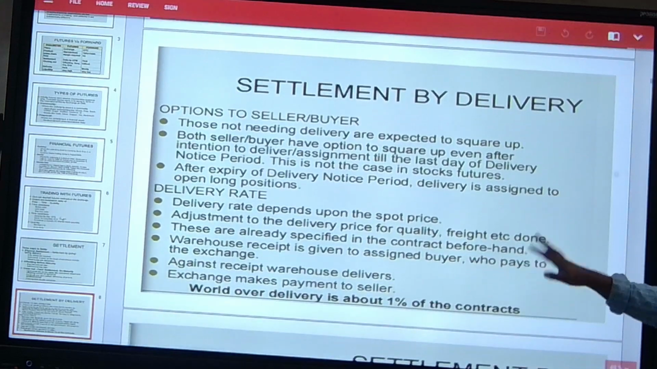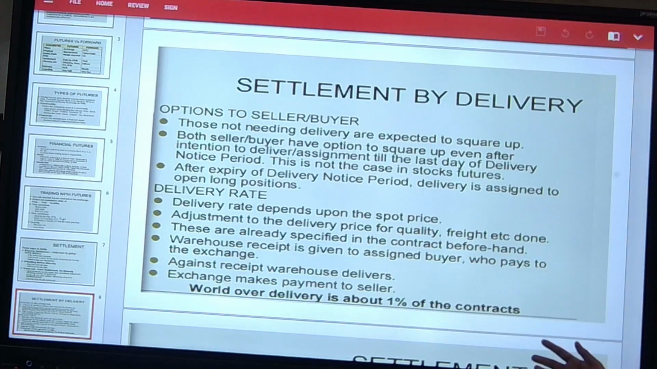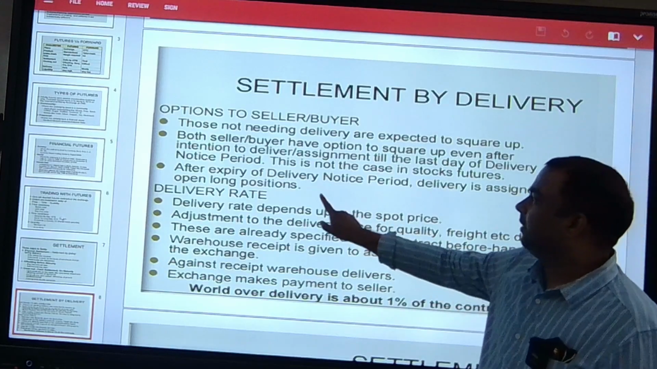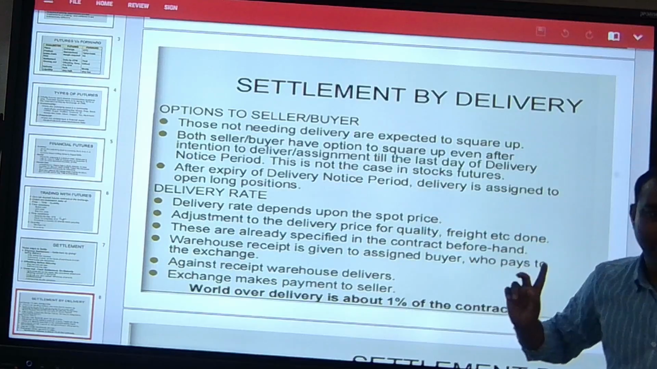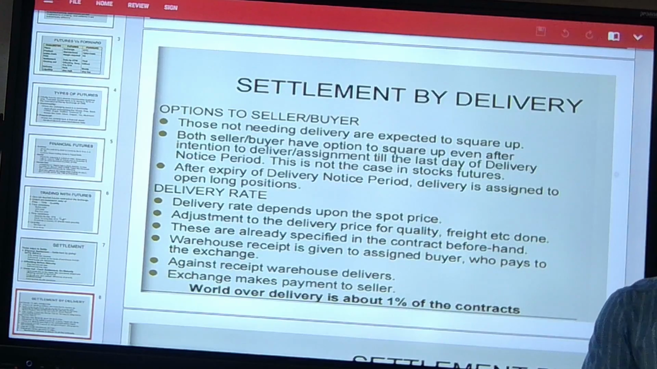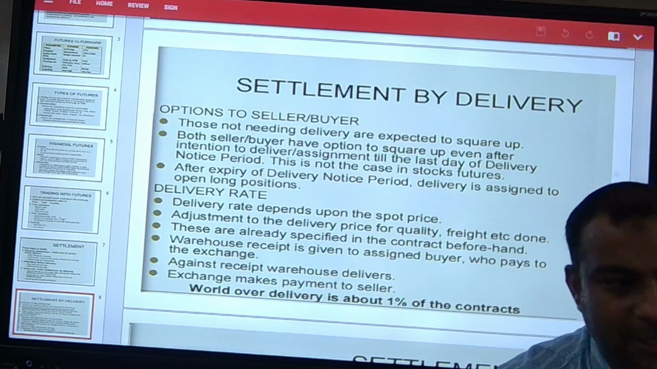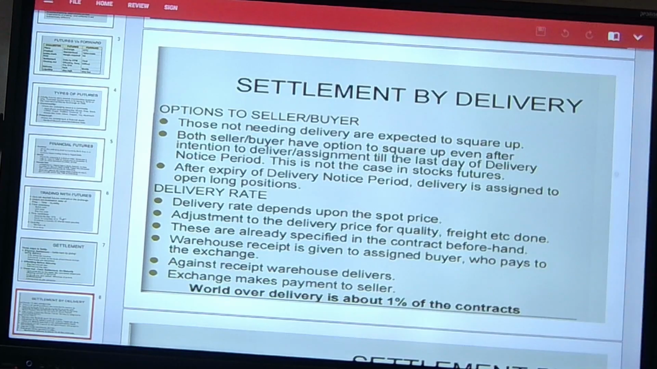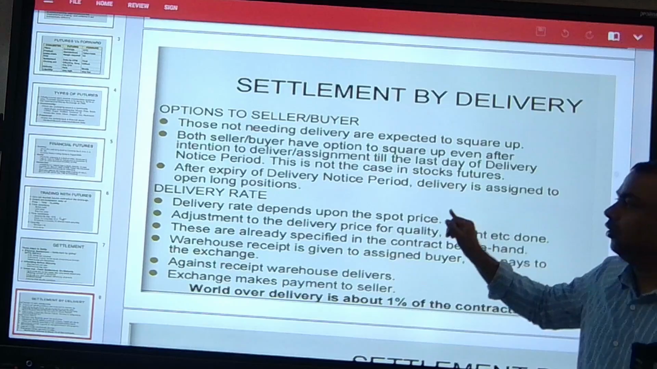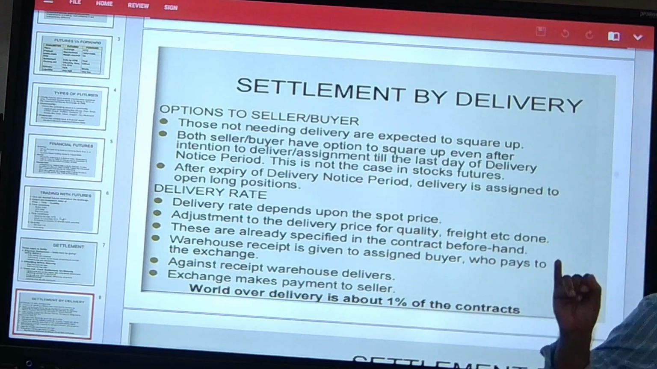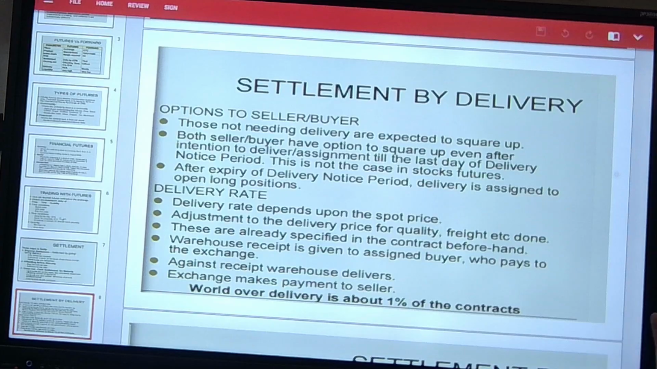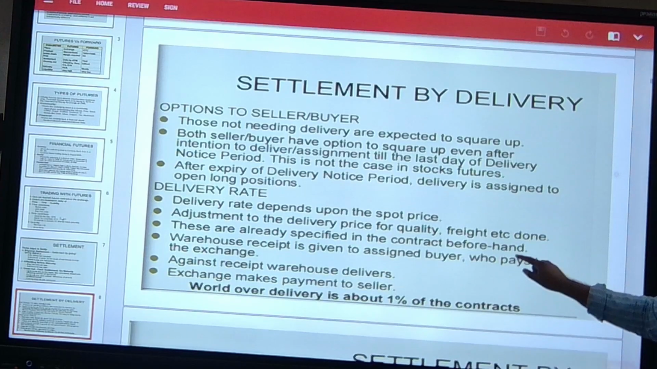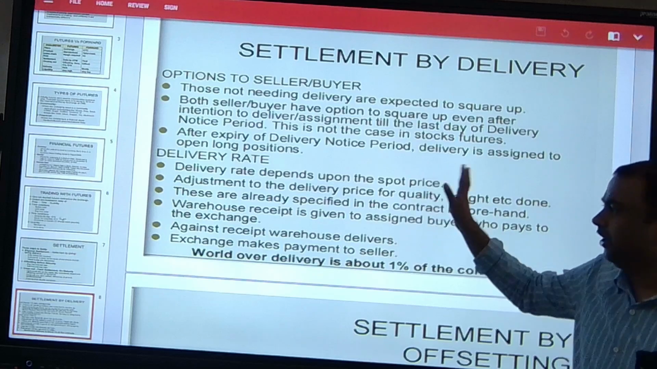Settlement by delivery. For this, you have to intimate the exchange before a certain time, known as the delivery time. One time is selected by the exchange, known as the intimation time for the delivery. After that time, you cannot get your delivery of goods. That should be cash settled, and the rate is according to the spot price.